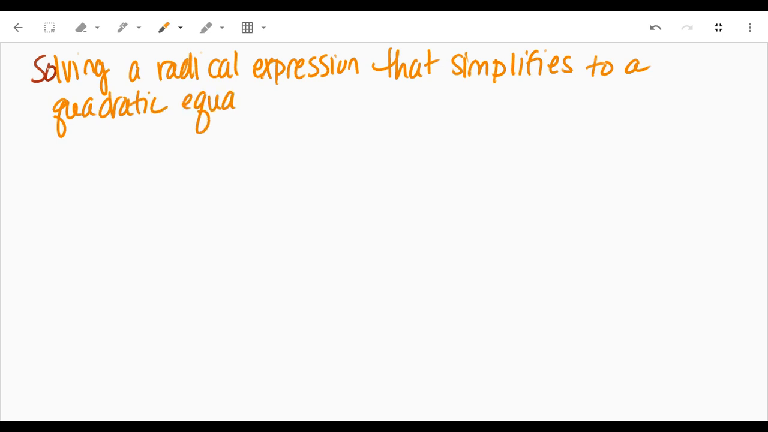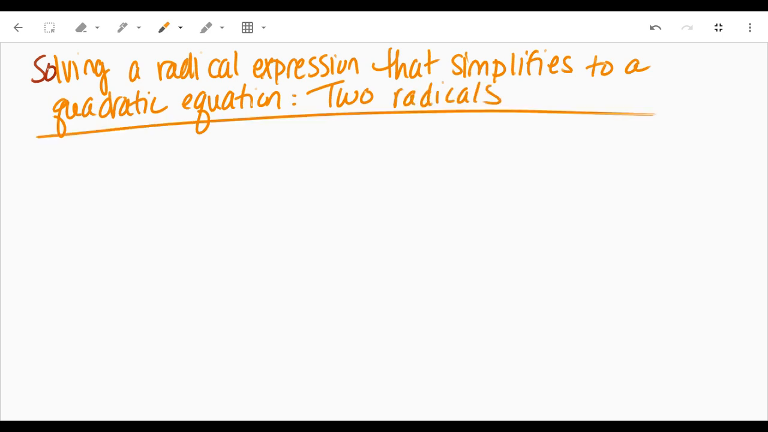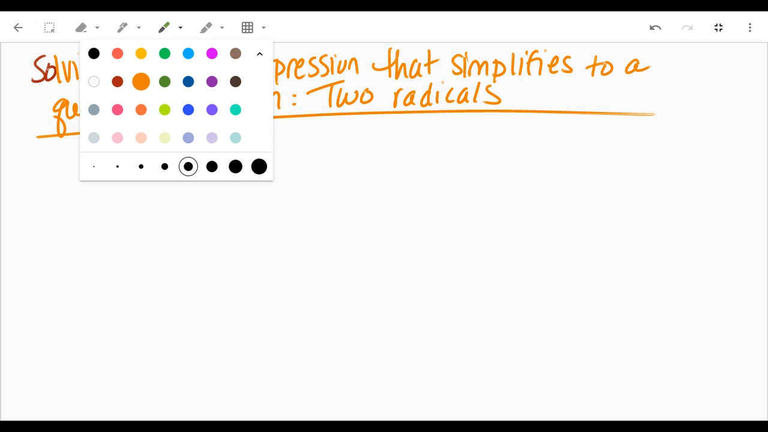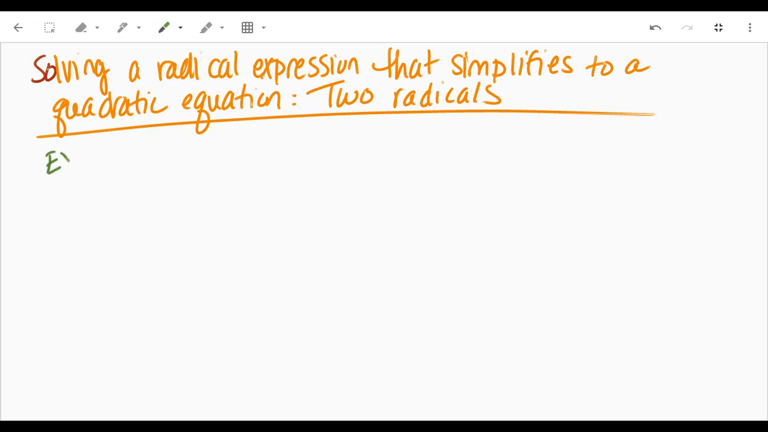And this is going to be with 2 radicals. So we'll have 2 square roots in here. Okay. So an example here is going to be a little messy here. The square root of 4x plus 33 minus the square root of 2x plus 28 equals 1.